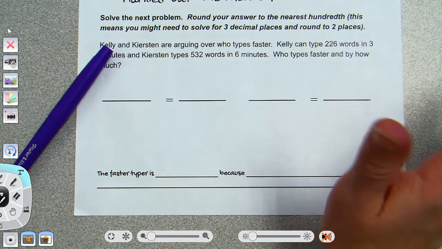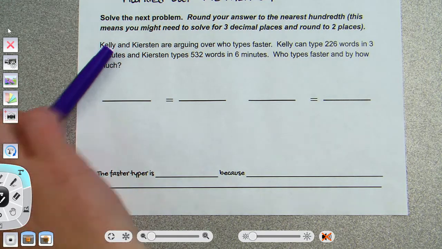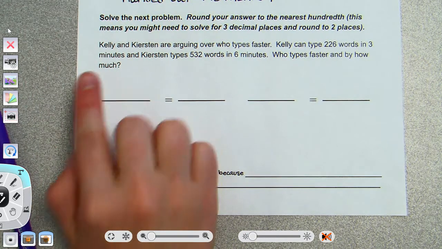So this must be one of those problems where the decimal goes on and on, but we only need to solve for the 2 places. So we'll solve for 3, round it to the 2. Okay. Now, let's read this first once through.